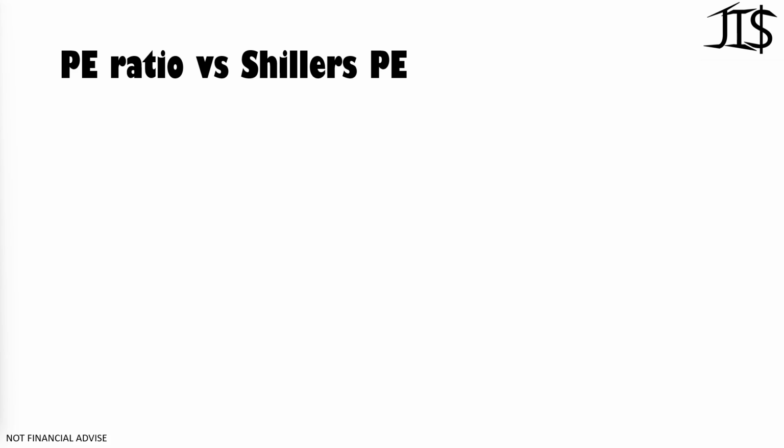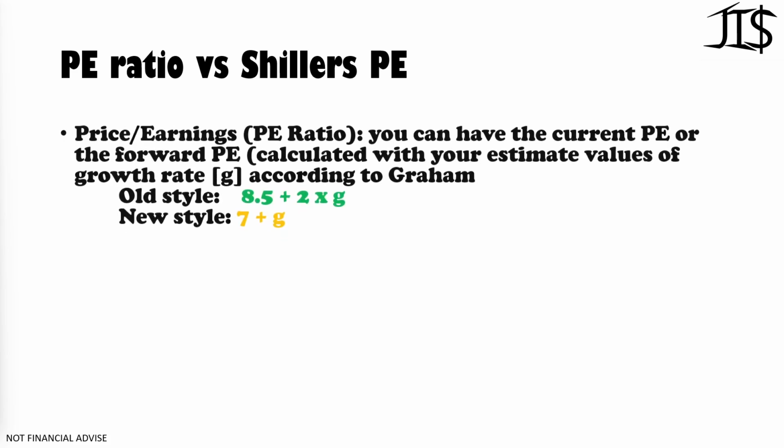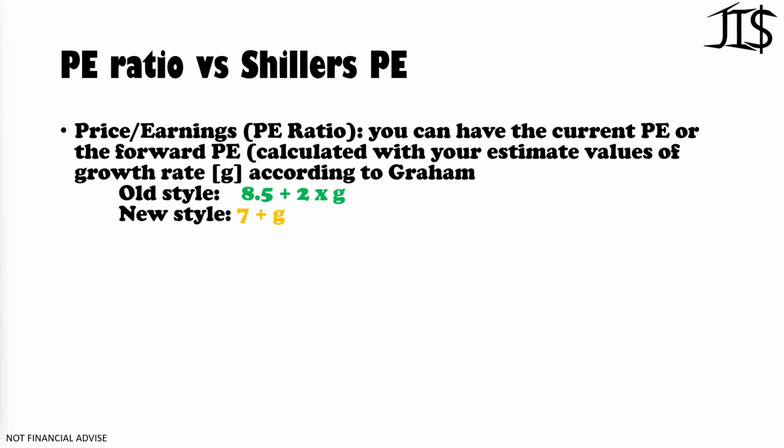So now the PE ratio versus the Shiller's PE ratio. The PE ratio is just the price divided by the earnings. So you can have the current PE or the forward PE, and you have to estimate the growth rate, so G, and then you have the formula of Graham. So the old style is 8.5 plus 2 times G, and G is the growth rate, of course. And then you have the new style of Graham, and then it's 7 plus G.